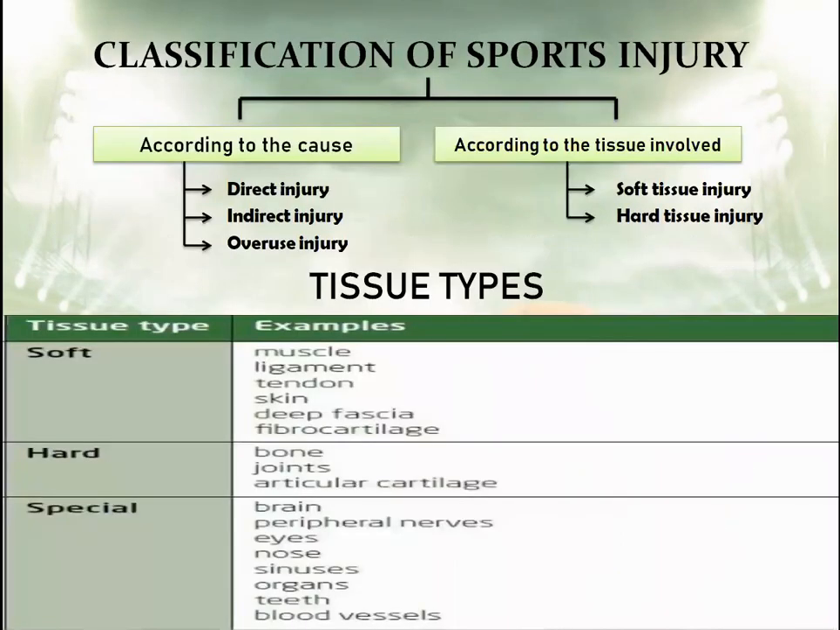Next slide explains about the classification of sports injury. Sports injury is classified into two categories based on the cause and the type of tissue involved. According to the cause, it is classified as direct, indirect, and overuse injury. And according to the tissue involved, it is classified as soft tissue injury and hard tissue injury. There are three types of tissue in the human body: the soft tissue, hard tissue, and special tissue. Soft tissues include muscles, ligaments, tendons, skin, fascia, and fibrocartilage, whereas the hard tissue includes bones, joints, and articular cartilage.